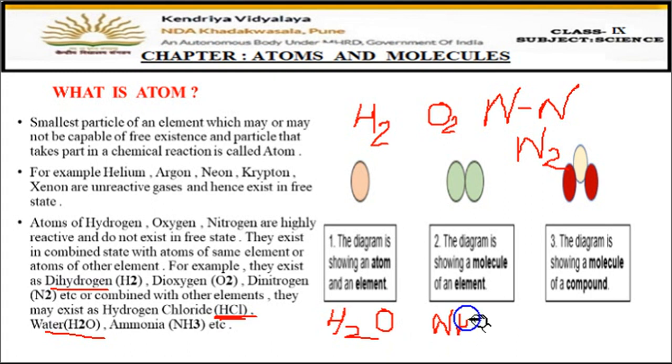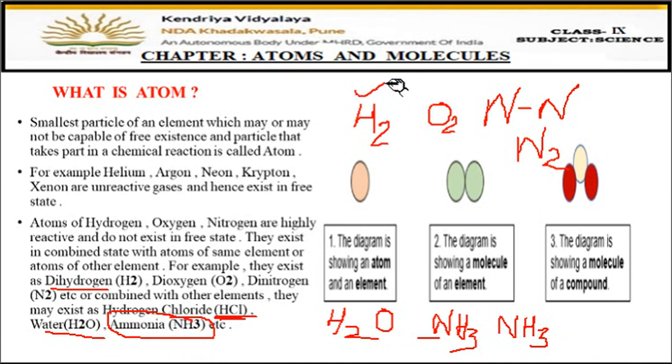The ammonia formula is NH3. So here you can see that one atom of nitrogen combines with three atoms of hydrogen and they form NH3. That means ammonia. NH3 is the formula of ammonia. So side by side you have to learn the formulas also.